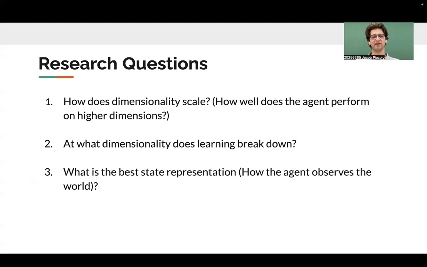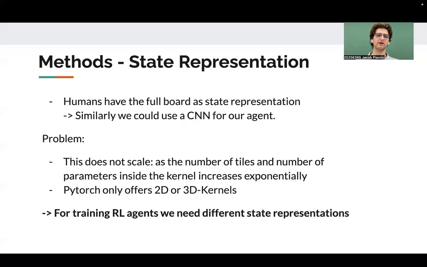State representation is how the agent observes the world around itself. We could do this like humans, for example, use a CNN to observe the whole board. But there's a problem: the features grow exponentially, and also the board, so it would take way too much compute. Also, in PyTorch, we only have 2D or 3D kernels, so implementation would be very difficult. We need other state representations.